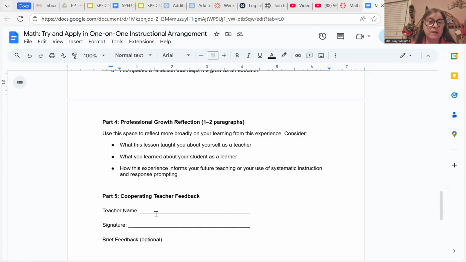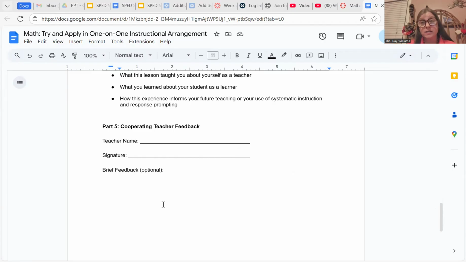So really seeing how you will take what you learn and move it forward into your own career as a classroom teacher. The last thing you'll need to do is make sure that you get your cooperating teacher to sign this, and then if possible, and I would ask because feedback is always helpful, have them give you some feedback.